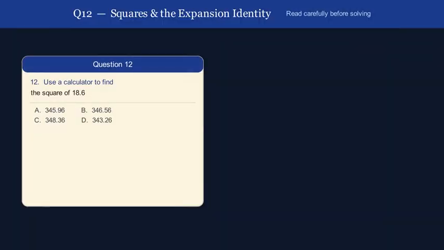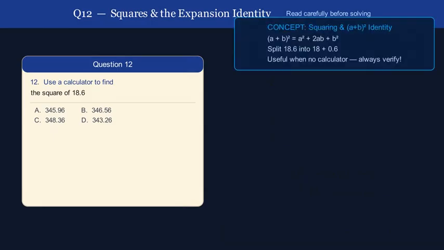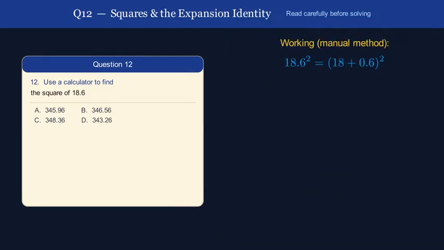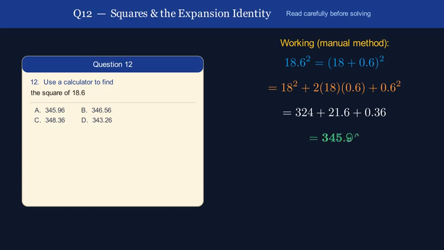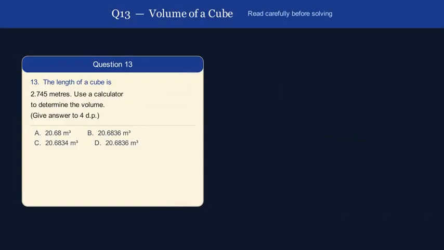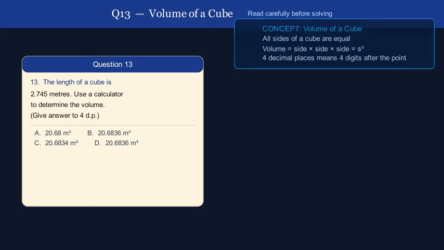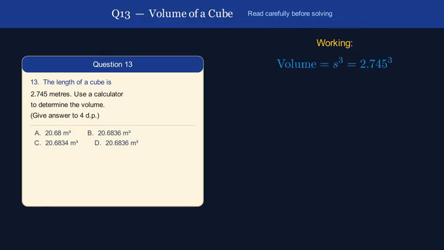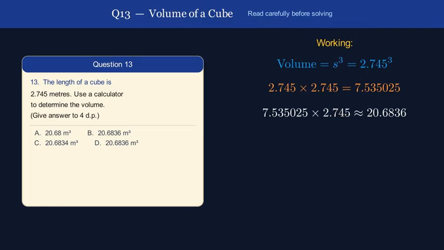Question number 12. Use a calculator to find the square of 18.6. So let us also do it using the manual method, using the identity a plus b all squared. Question 13. The length of a cube is 2.745 meters. Use a calculator to determine the volume. To get the volume of a cube is s cubed, which is 2.745 cubed.